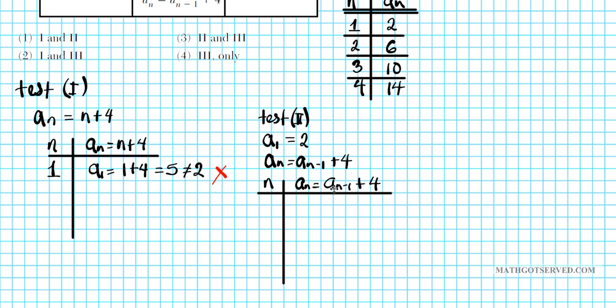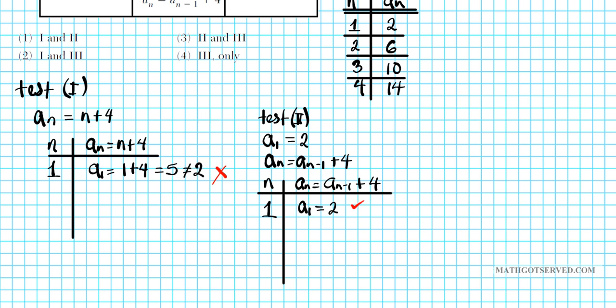Now, what on earth is an minus 1? A sub n minus 1 is simply the term before an. That's what a recursive definition is, if a term depends on the term before it for its definition. We're starting from 1. A1 is already given to us. A1 is 2. Does that match what we have there? That's perfect. That checks out.